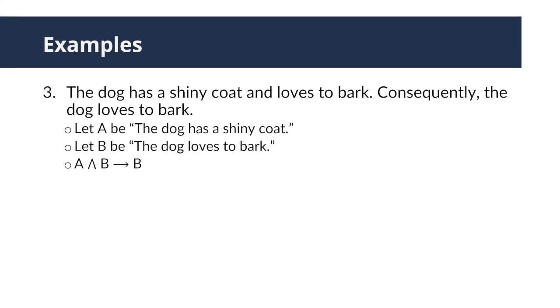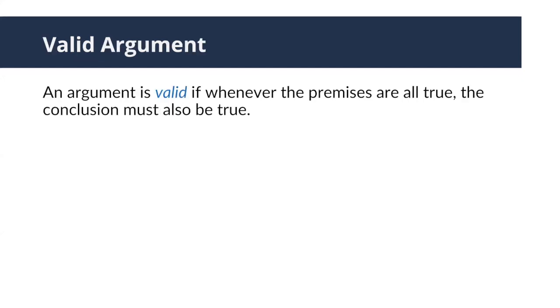Now we know what an argument is and how to represent an argument. But when you try to argue with someone, you have to make sure the argument makes sense. You cannot just talk about nonsense. So in logic, how do we know an argument makes sense? We introduce the next concept, valid argument. We say an argument is valid if whenever the premises are all true, the conclusion must also be true.